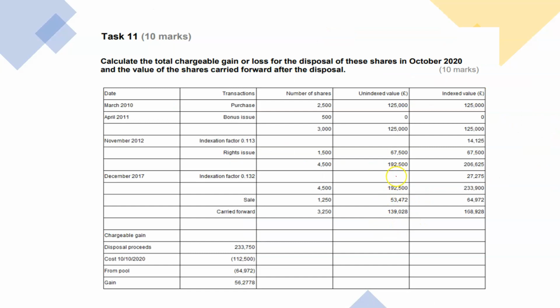So you can see how we're working. Let me just take you here, and I can outline this out again. So we started off with this purchase of 2,500. Those are the unindexed values and the indexed values. Like I said, nothing happens with the bonus issue. We just have these 500 shares. There is no value at all that's brought to the business, but we have increased the number of shares. In a way, we've almost diluted the valuation in such a scenario. So we have 125 and 125 just as they were.